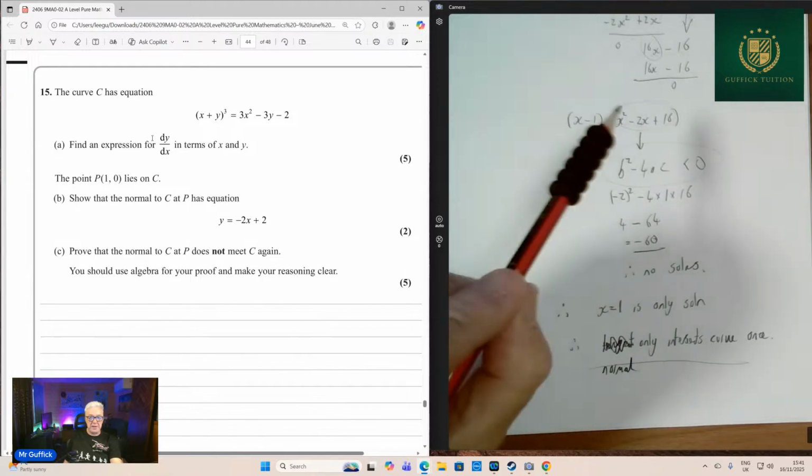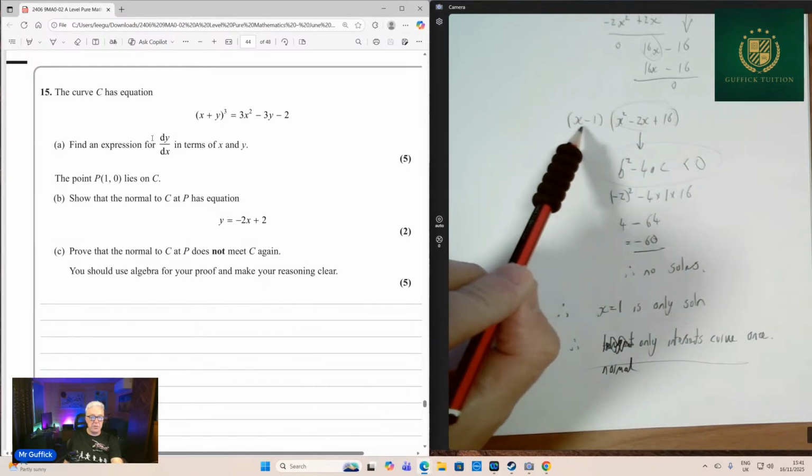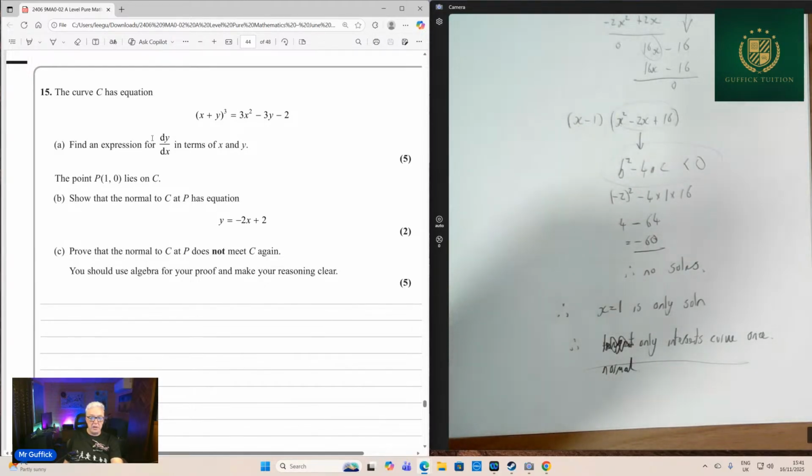So that means that x minus 1 gives rise to the only solution. So x equals 1 is the only solution to that particular equation, which means that the line, minus 2x plus 2 rather, only meets the curve once.